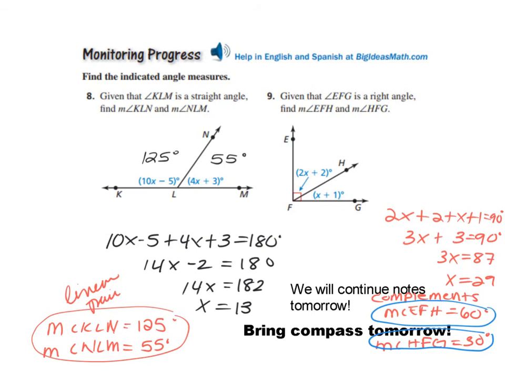So I got x is 29 on the second one. I added them up, set it equal to 90, combined my like terms, solved for x, got 29, plugged it back in, got the measure of angle EFH to be 60 and the measure of angle HFG to be 30. That makes sense. They're called complements. Questions?